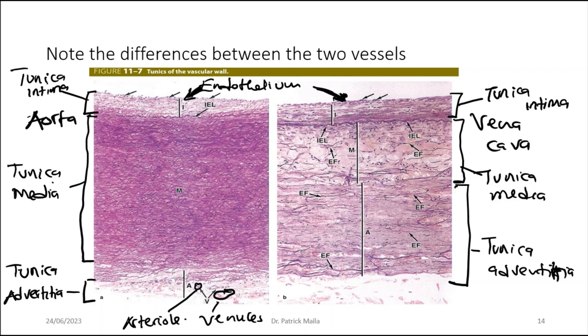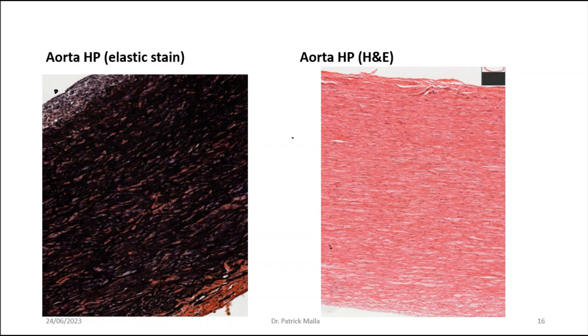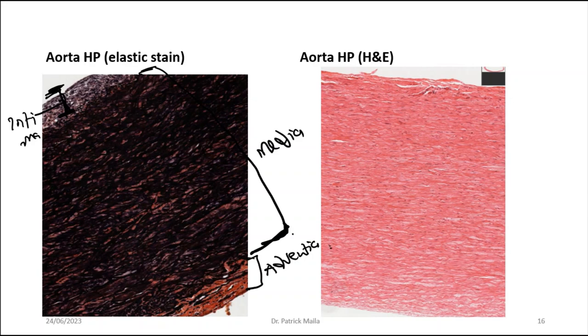This is high power. So you can see from here to here, from there to there, this is the intima. And then from here up to here in the aorta, that is the media. It's a very big media. This one is the intima, and this part here is the adventitia in the aorta. That is the aorta there.